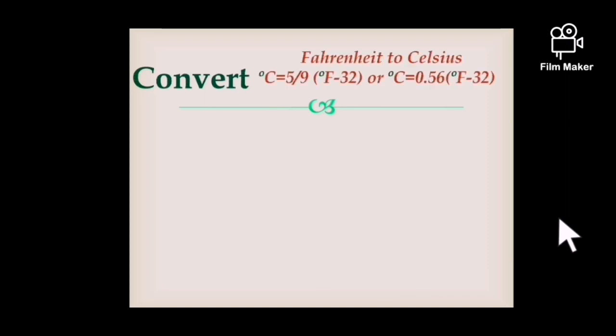So, the next one is converting Fahrenheit to Celsius. So, the formula that we are going to use is degree Celsius is equal to 5/9 times the quantity degree Fahrenheit minus 32. Or, degree Celsius is equal to 0.56 times the quantity degree Fahrenheit minus 32. Yung 0.56 ay kinuha doon sa 5 divided by 9. This fraction converted into decimal.